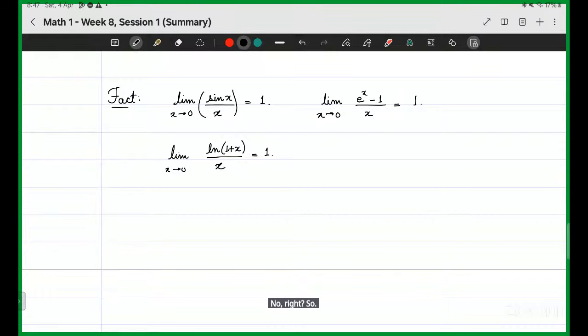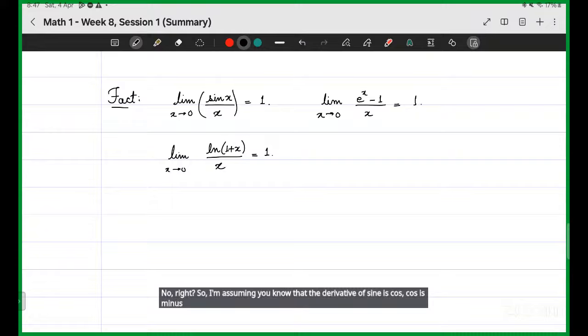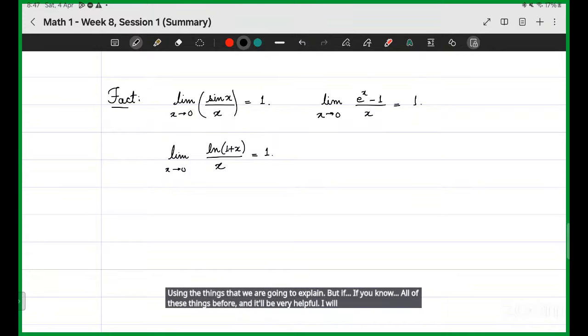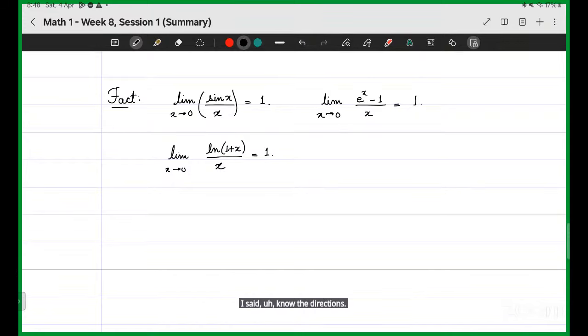I'm assuming you know that the derivative of sine is cos, of cos is minus sine, of log is 1 by x, and of x to the n is n times x to the n minus 1. Even if you don't know all of these, you can derive them using the things that we are going to explain. But if you know them beforehand, it will be very helpful. You know the derivatives, right? Yes.